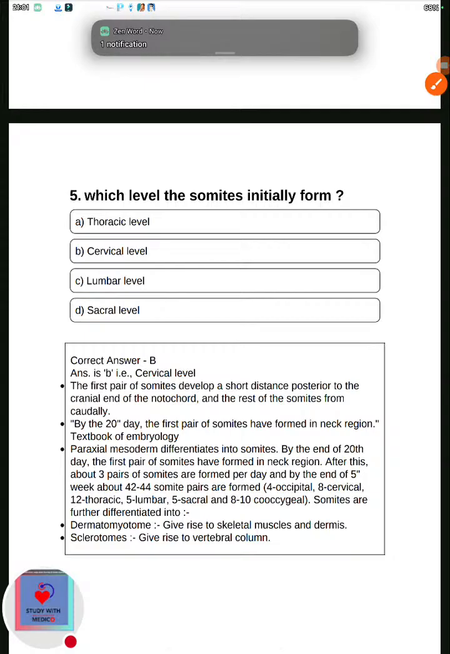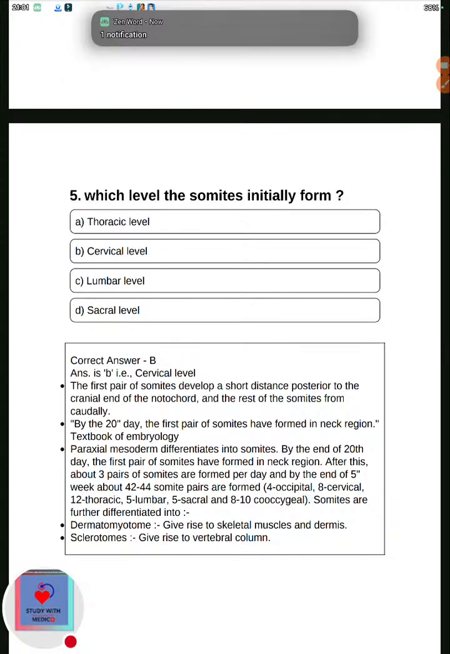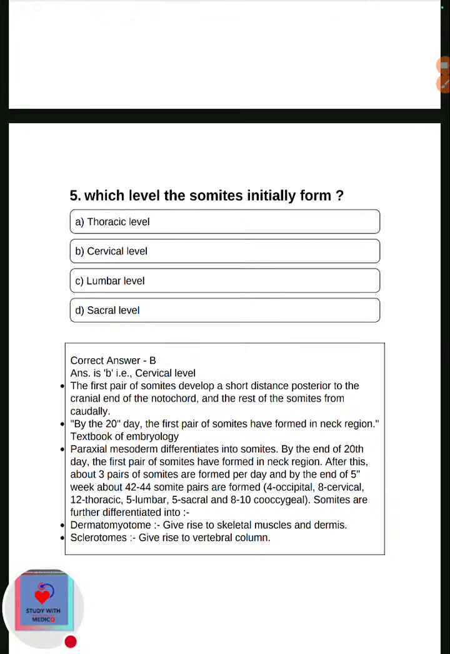The dermomyotome gives rise to skeletal muscles and dermis. Sclerotomes give rise to the vertebral column. Paraxial mesoderm differentiates into somites. By the end of the 22nd day, the first pair of somites have formed in the neck region. After that, about 3 pairs of somites are formed per day, and at the end of the 5th week, about 40 to 44 somite pairs are formed: 4 occipital, 8 cervical, 12 thoracic, 5 lumbar, 5 sacral, and 8 to 10 coccygeal. The dermomyotome gives rise to skeletal muscle and dermis, while sclerotomes give rise to the vertebral column.